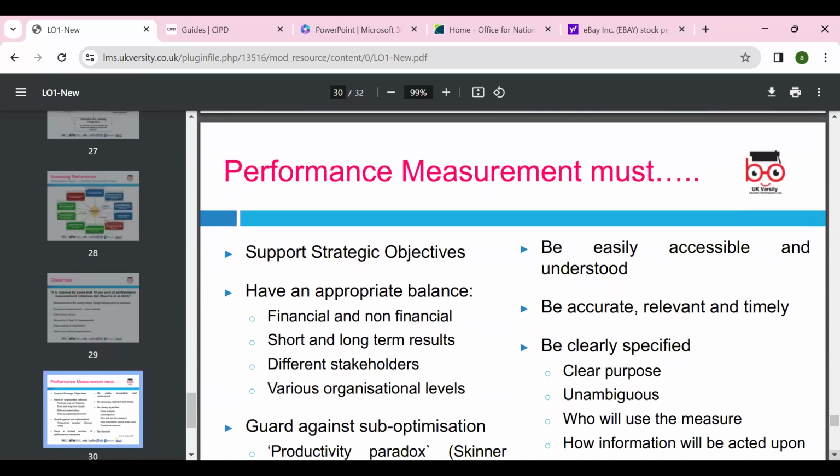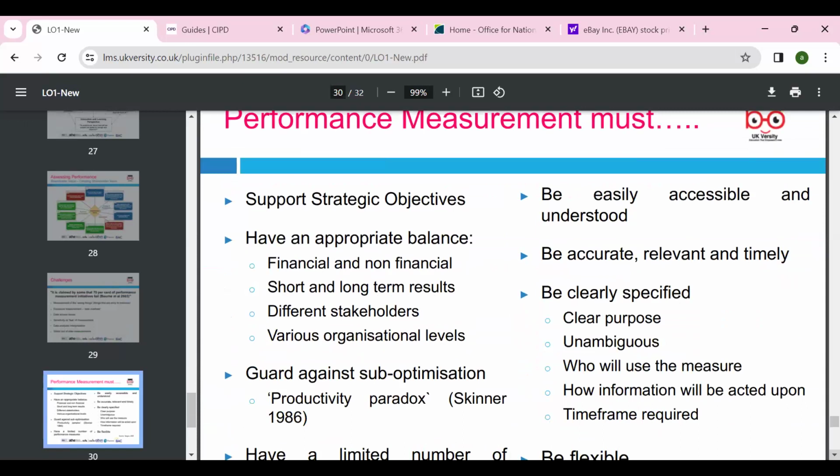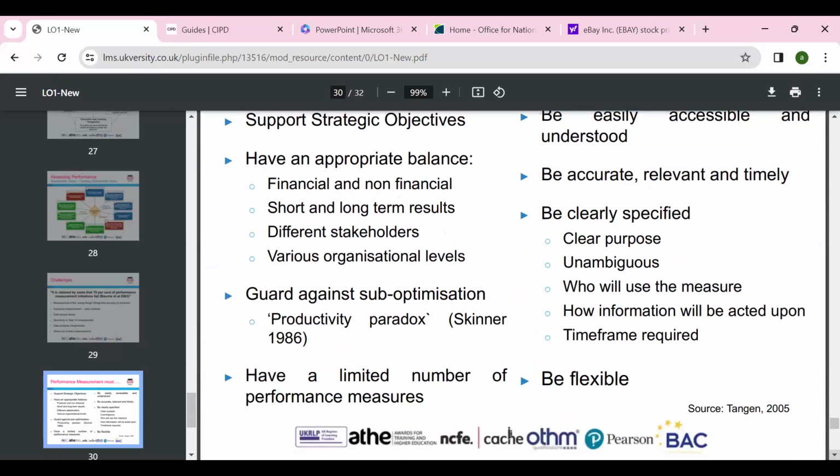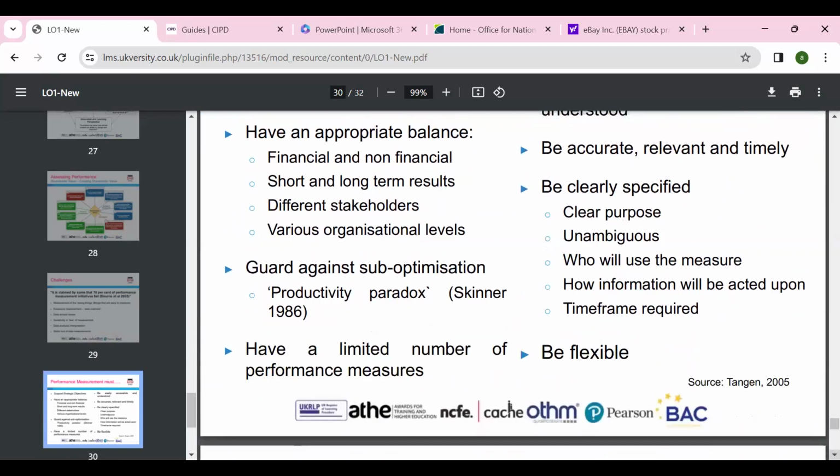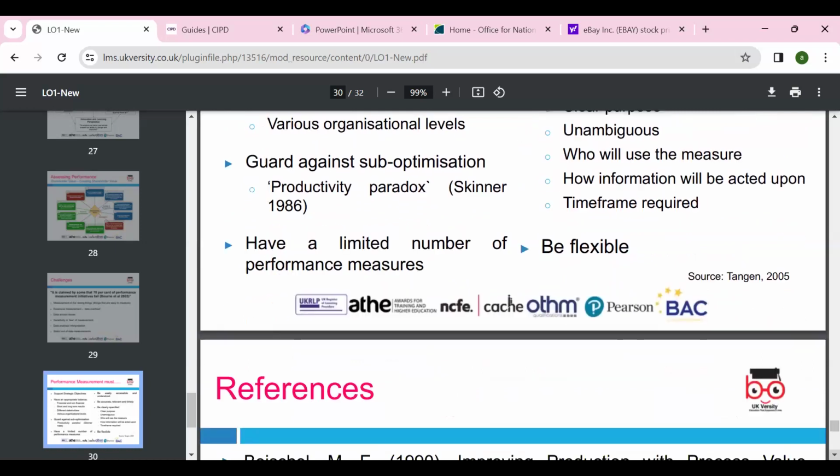We should look at strategic objectives and an appropriate balance of financial and non-financial measures, not just focus on the financial objective, and guard against sub-optimization, as noted by Skinner and various other authors. We should also limit the number of performance measures, and they should be accurate, with a clear purpose, SMART, and achievable within the time frame.